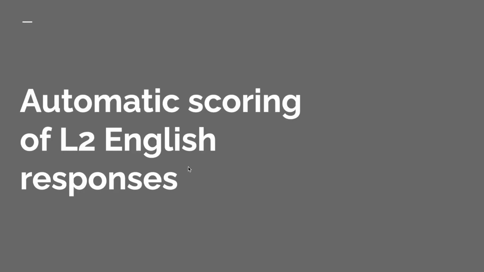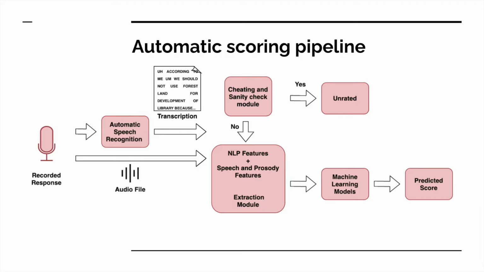So how do we score these L2 English responses automatically? This is the pipeline that we are following right now. Once we have the recorded response, we send it to the automated speech recognition system, which transcribes it. The transcript as well as the audio file are sent to the cheating and sanity check module, and if any of the sanity checks fail, they are marked as unrated. If all of the sanity checks pass, we extract the NLP features as well as speech and prosody features through a feature extraction module. These features are passed on to the machine learning model, which predicts a score for us.